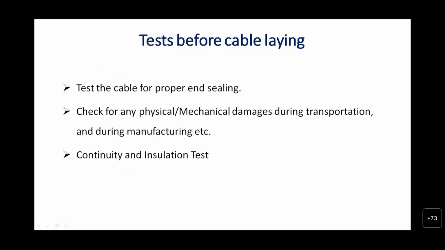First one is testing before laying. When any manufacturer supplies the cable, it has to be tested and ensured that the cable supplied is sealed on both sides. Check for any physical or mechanical damages due to transportation or because of manufacturing defects. Continuity and insulation tests are to be carried out on all the supplied cables.